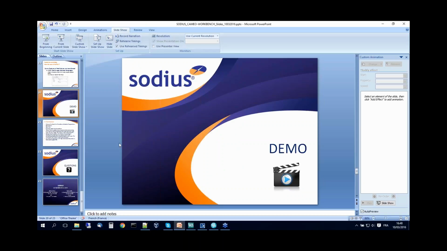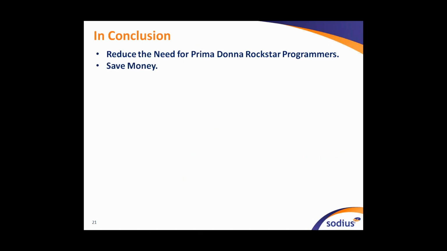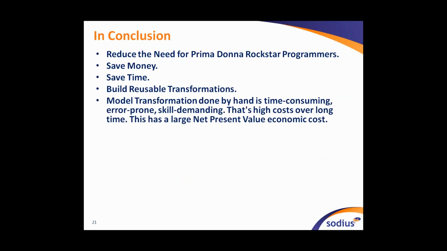And to finish my presentation, I want to do a quick conclusion, which is why do you need a Cameo Workbench? Because it reduces the need from prima donna rockstar programmers. It saves money, it saves time. You can build reusable transformations. The model transformation done by hand is time consuming. You can make errors, and it's skill demanding. That's a high cost over a long time.